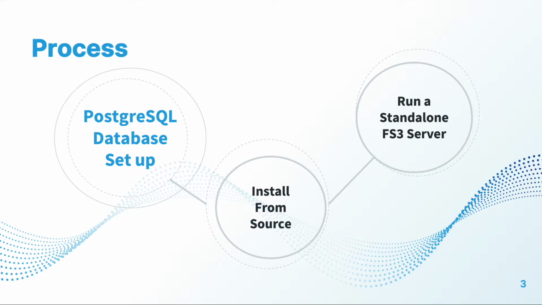Next, we are going to install from the source code to generate executable files. The last step is to run the standalone FS3 server. After all the processes are completed, we can open the FS3 browser and start using FS3 services. Let's start with the PostgreSQL database setup.